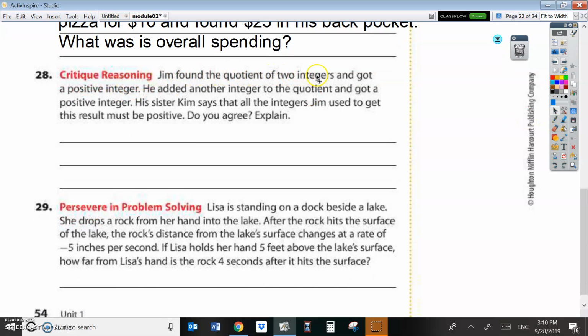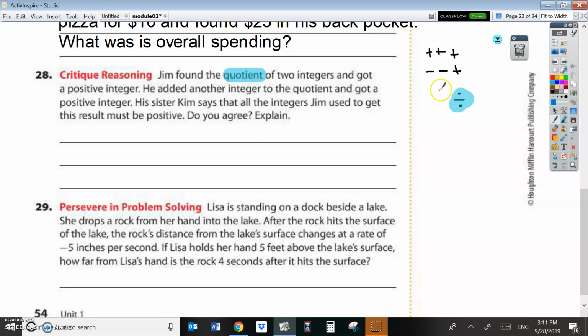Jim found the quotient of 2 integers. Quotient means divide. And got a positive integer. So we know that when you're dividing, you can do positive divided by a positive equals a positive, or you can do negative divided by a negative gives you a positive. He added another integer to the quotient and got a positive integer. So his sister Kim says that all the integers Jim used to get the result must be positive.